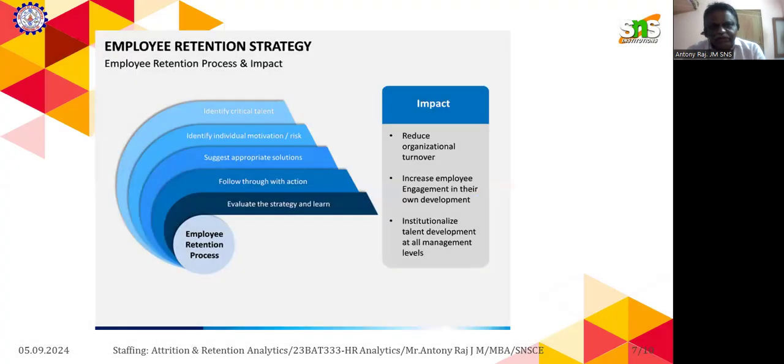Some of the strategies for employee retention are: identify the critical talent, identify individual motivation and risk, suggest appropriate solutions, follow through with action, and evaluate the strategy and learn. The impact is reduced organizational turnover, increased employee engagement in their own development, and talent development taking place. So this is a very brief overview of the employee retention strategy.